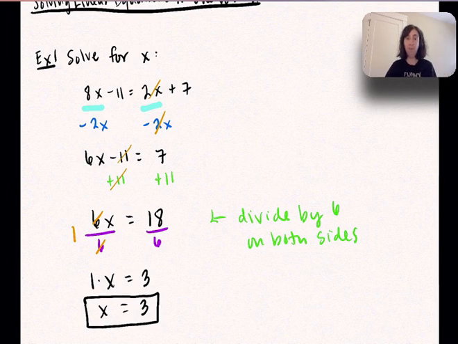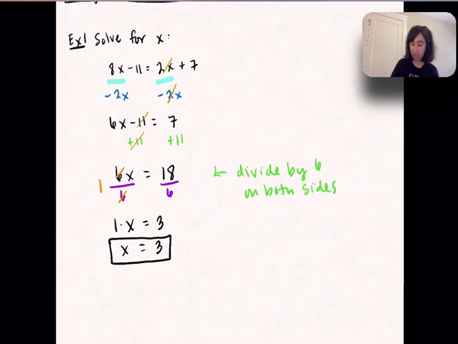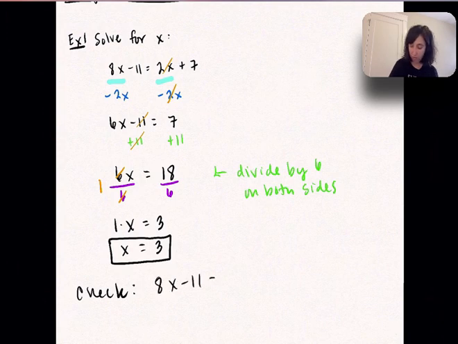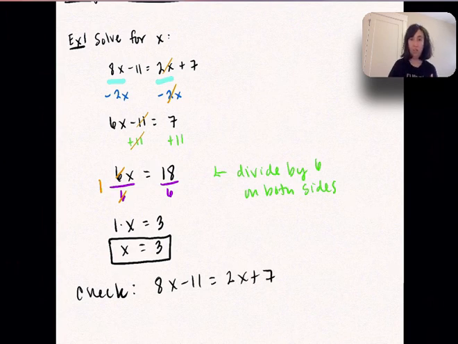Now, just as a tip, you can actually check your answer. To check that this is the correct answer, we can take this number that we got and plug it into the original equation, which is 8x minus 11 equals 2x plus 7. And what are we looking for to make sure this answer is correct?